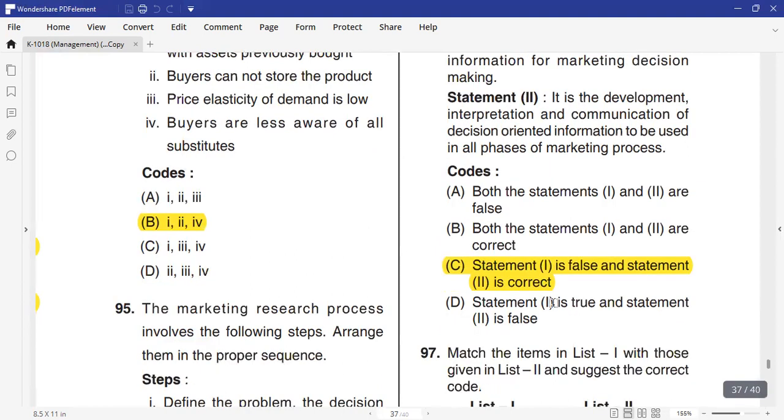So therefore, statement 1 is false. Statement 2 is correct, because the development, interpretation, and communication of decision-oriented information is the important thing that happens in the marketing process.